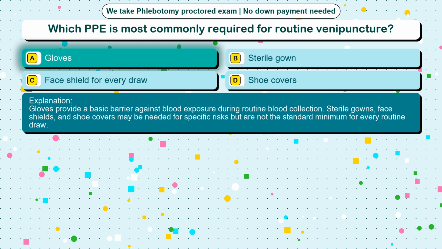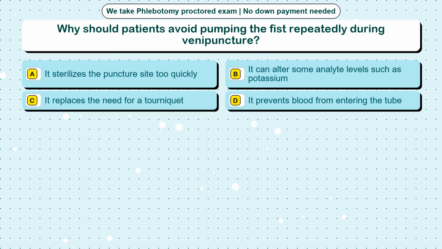Gloves. Gloves provide a basic barrier against blood exposure during routine blood collection. Sterile gowns, face shields, and shoe covers may be needed for specific risks but are not the standard minimum for every routine draw. Question 82. Why should patients avoid pumping the fist repeatedly during venipuncture? Option A. It sterilizes the puncture site too quickly.